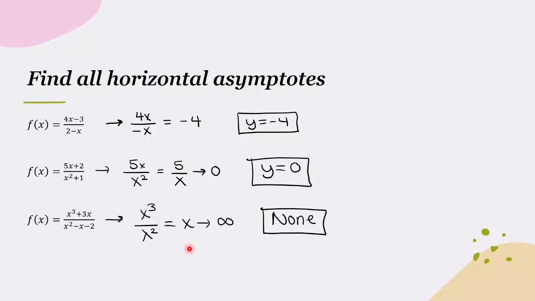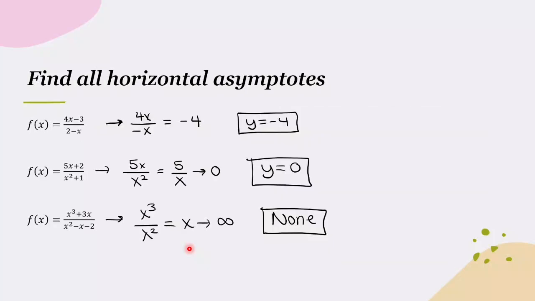Okay, so vertical asymptotes are zeros of the denominator, as long as they don't come from a common factor. Horizontal asymptotes are related to the degree of the numerator and the denominator, and horizontal asymptotes really are describing the end behavior of our function.